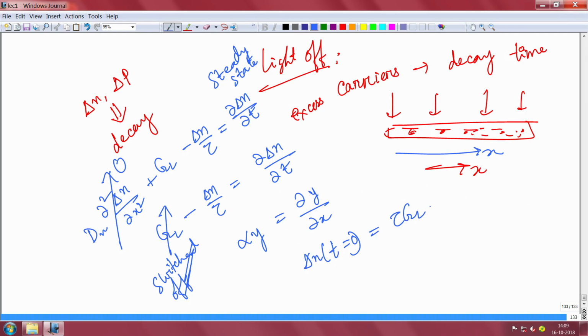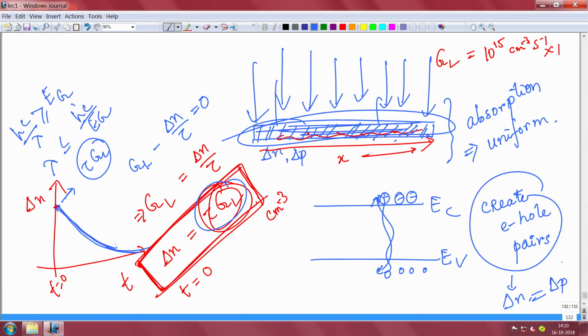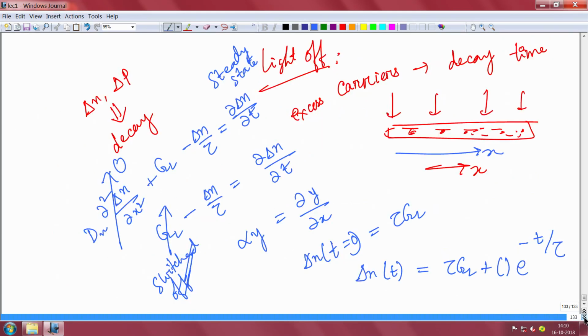If you solve that, you will find delta n as a function of time will be tau gL times e to the power minus t by tau. So as I told you, it will decay exponentially. If you switch off the light experimentally and measure the carrier density, you will find an exponential decay. If you fit the exponential decay, you will be able to find the carrier lifetime tau. That's how people find the carrier lifetime. So this is one example of how you can apply the continuity equation.